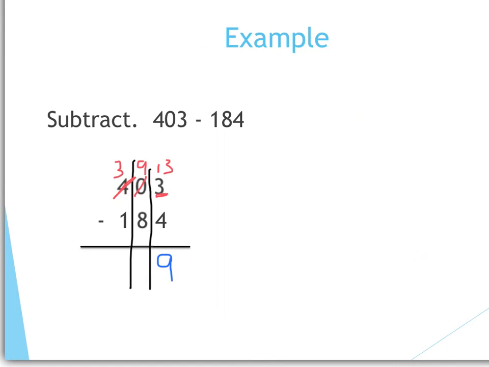In my tens column, I have 9 minus 8, which is 1, and then 3 minus 1, which is 2. So I have 219. You have to be very careful when you have a 0 that you're borrowing from. Again, think of it as maybe a 40 that you're borrowing 1 from, and it becomes a 39. That sometimes helps.